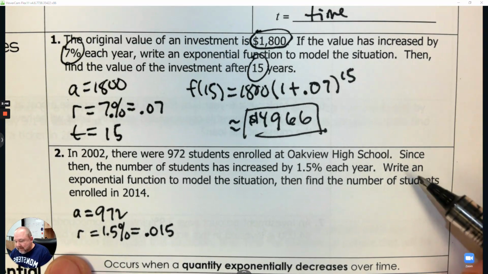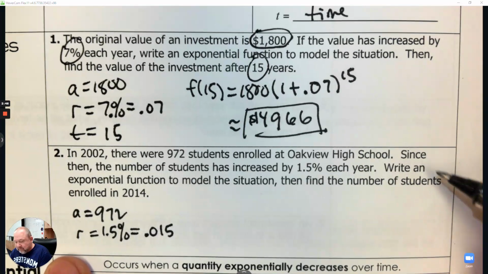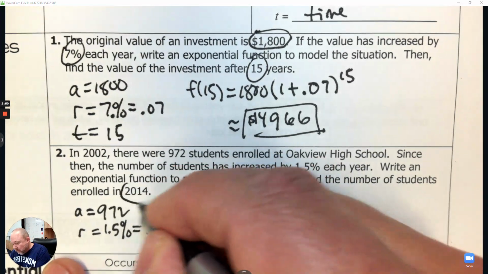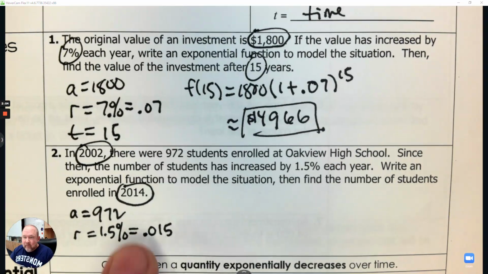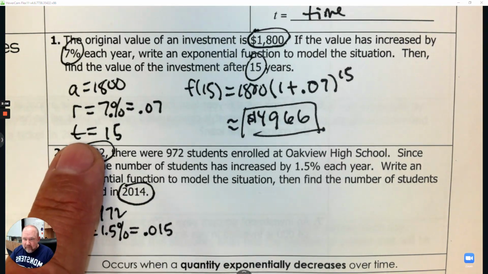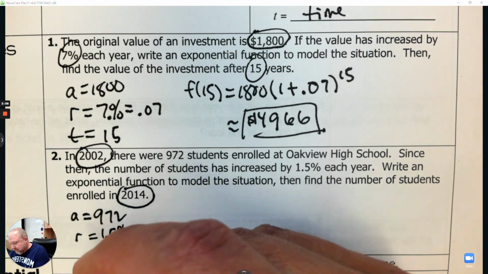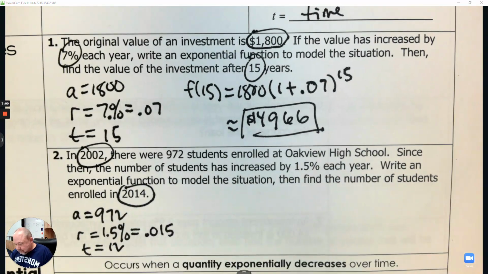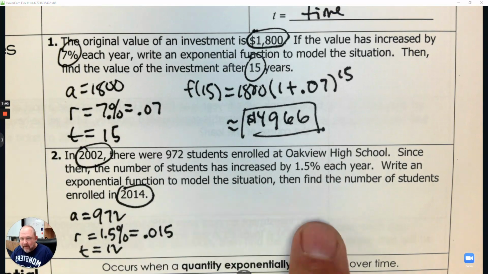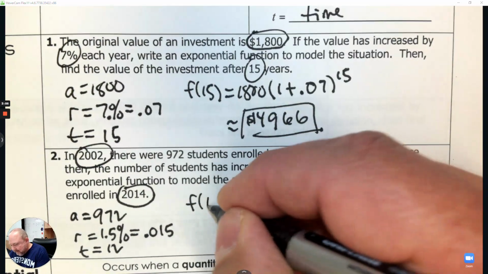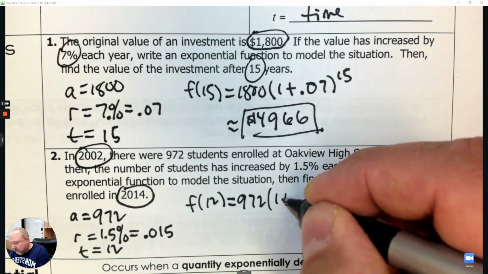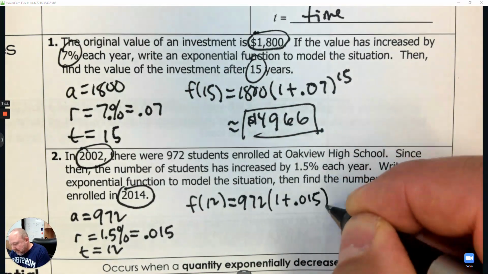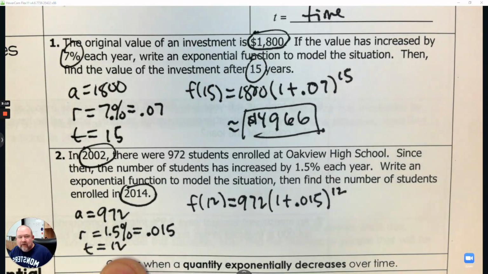And then time, write a function to model a situation. Find the number of students enrolled in 2014. So they don't give me the time. I have to figure it out. What's the years between 2002 and 2014? So that's 12 years. Subtract the numbers. Now I'm going to use the formula. So F at 12 equals the original amount, 972, 1 plus the rate, growth rate, to the exponent 12.